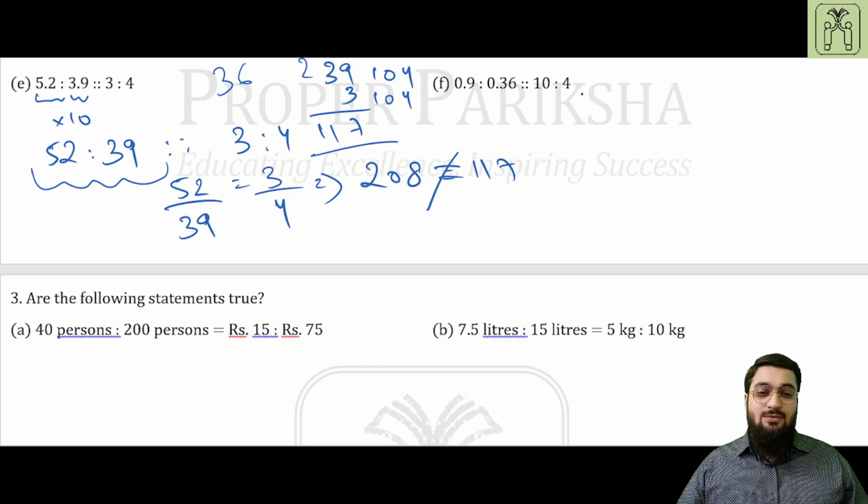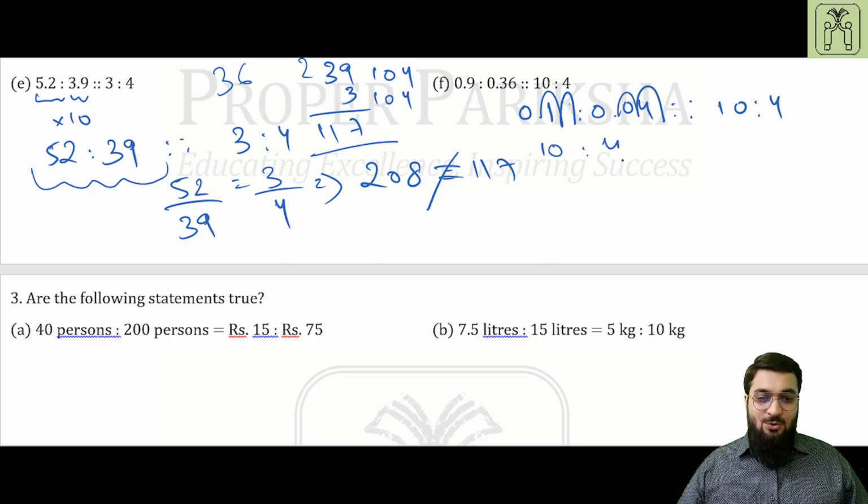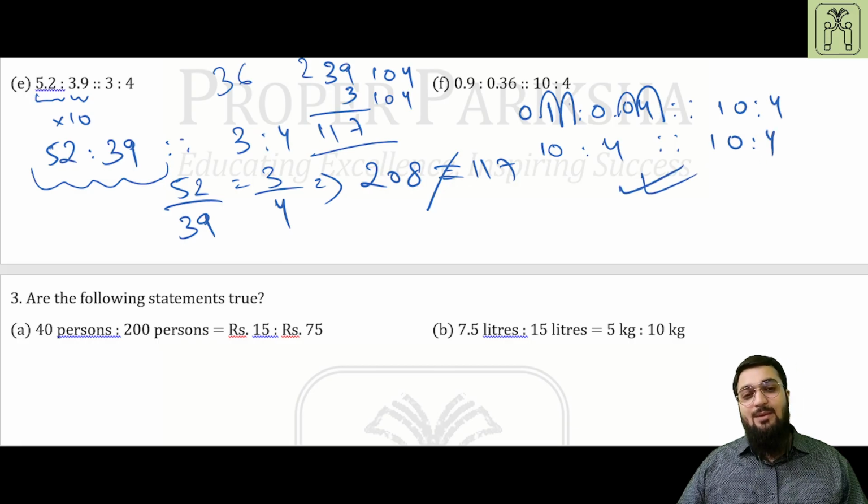Coming to part F, that is 0.9, 0.36, and 10 is to 4. So if we try to simplify that, we can see that 9 and 36 in itself can be simplified. So we will get 0.1 is to 0.04, and this will be 10 is to 4. And if we try to multiply it by 100 on both the sides, we will get 10 is to 4, and this will be same as the RHS, and therefore this will be in proportion.